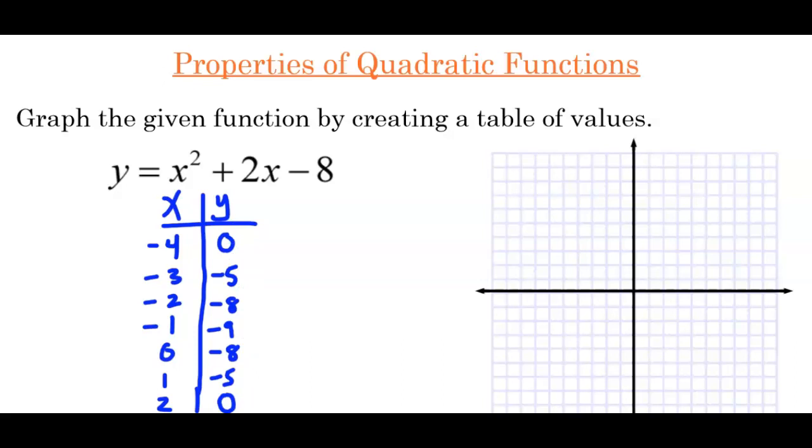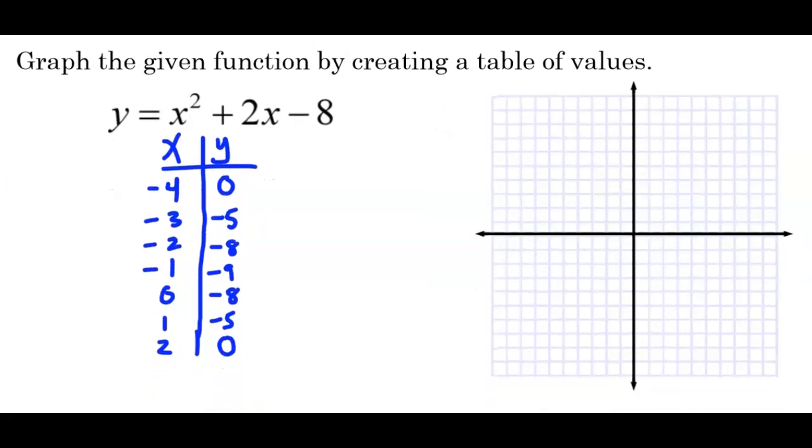There's symmetry in those y values. It seems that -1, -9 is the middle, and then from the middle, the y values are the same on either side. Well, what is that going to mean about our graph? I think the best way to answer that question is to graph the points.